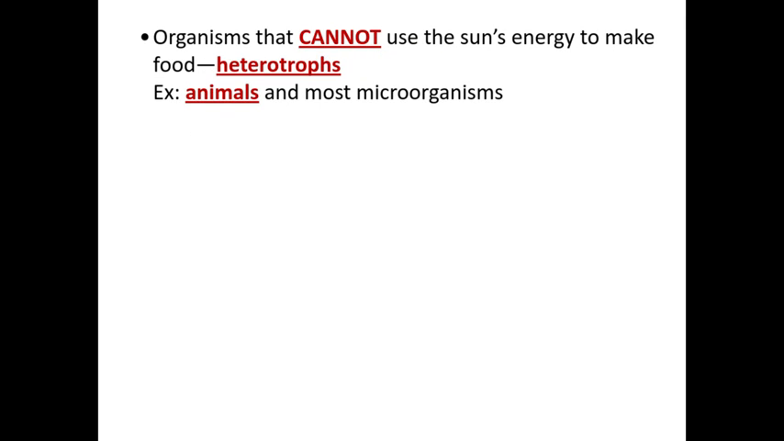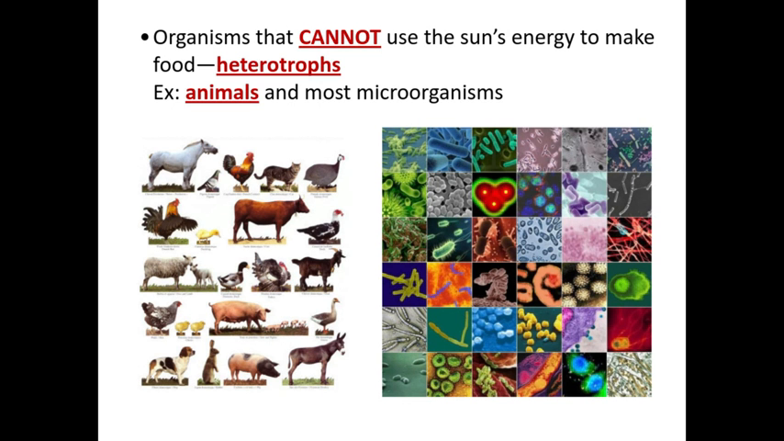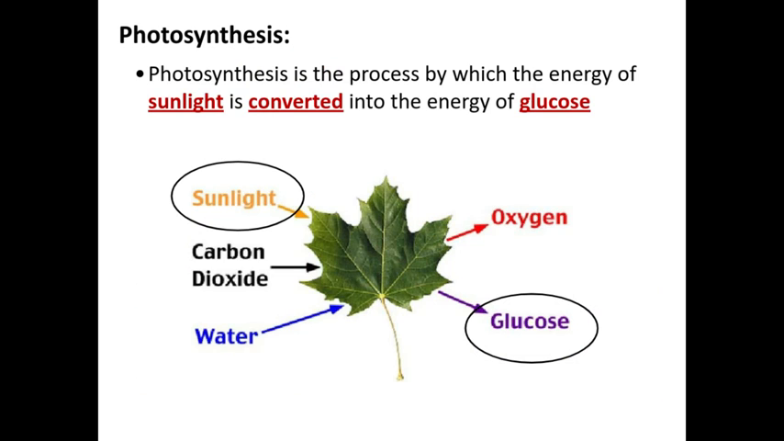Organisms that cannot use the sun's energy to make food are known as heterotrophs. Heterotroph, or different, that's what hetero means, and then troph meaning feeding. For example, animals and most microorganisms, aka bacteria, are going to be known as heterotrophs. So here's a bunch of different pictures of organisms that are heterotrophs. You and I are heterotrophs because we can't use the sun's energy to make our own food.